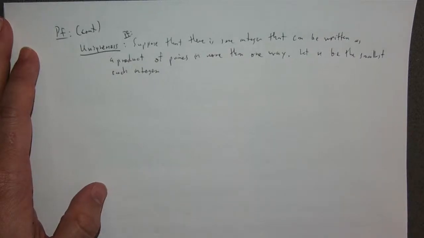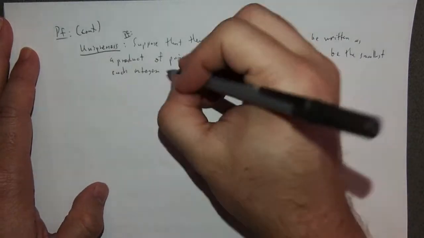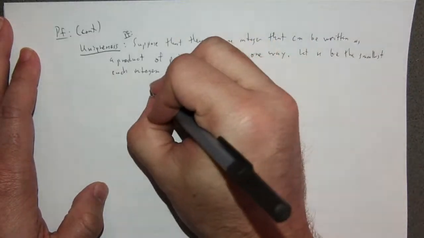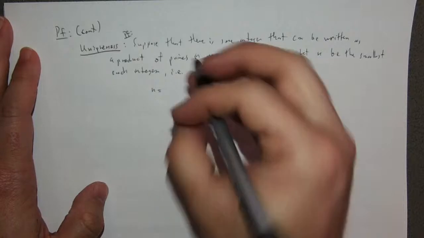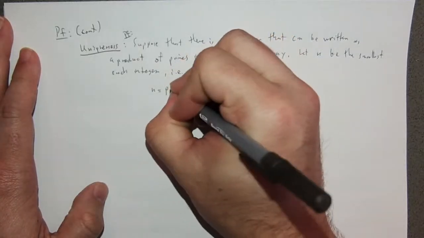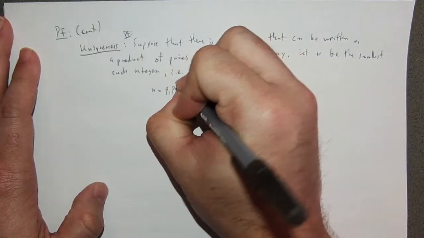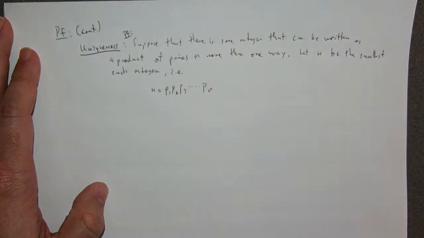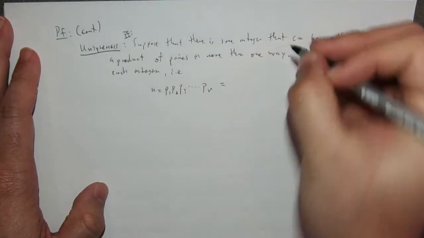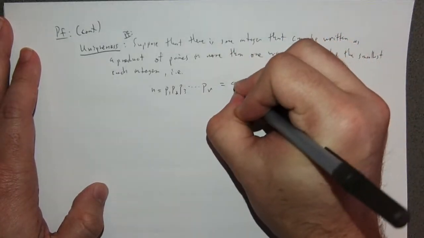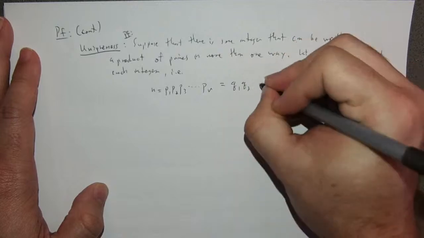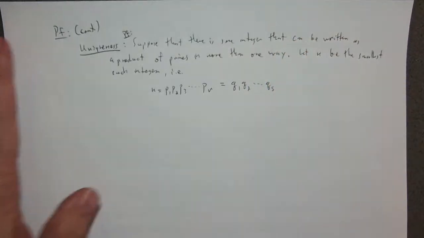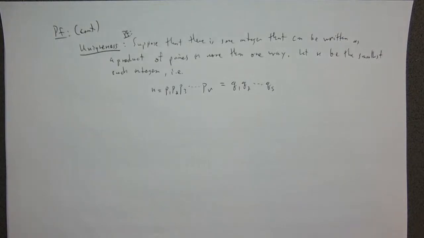So let n be the smallest such integer, i.e., let's say n is expressible as a product of primes. Maybe there's some repetition here. I'm just saying that here's a product of primes. And also, it can be written as a product of some other primes. Again, maybe there's repetition.